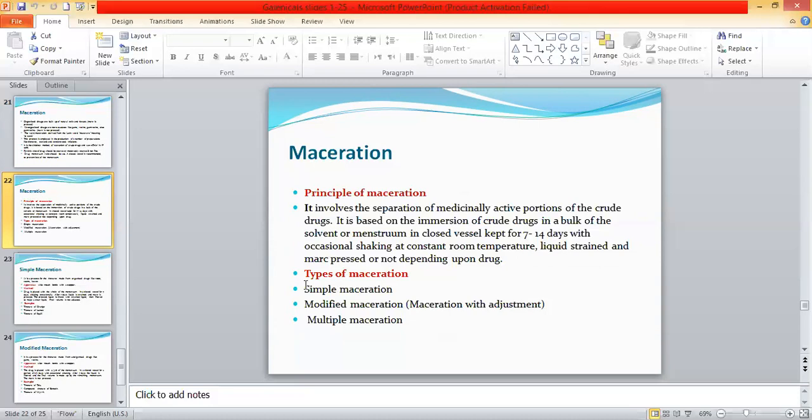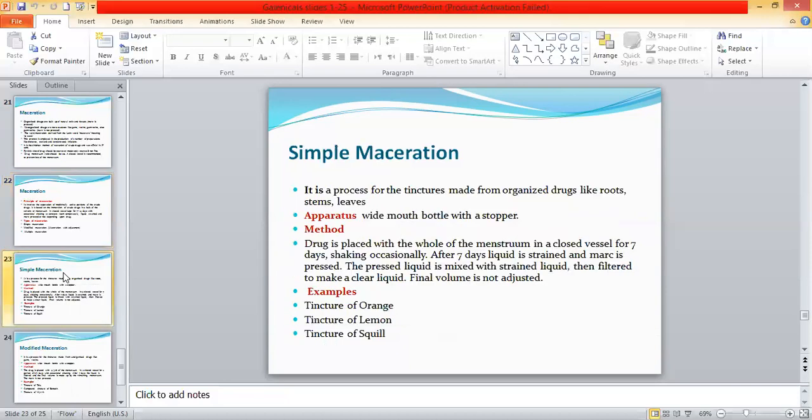But during these days, you can come and shake this vessel or the drug contained in the vessel, and then what happens after that? The liquid is strained and the marc pressed or not. It depends on the drug whether the marc would be pressed or not.